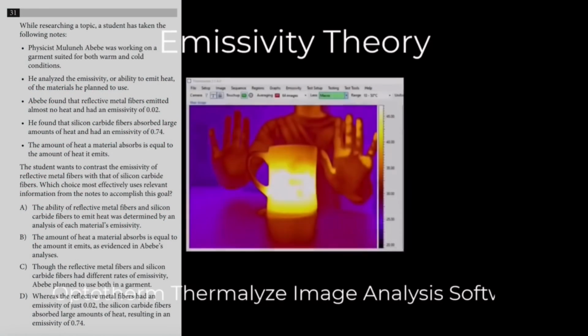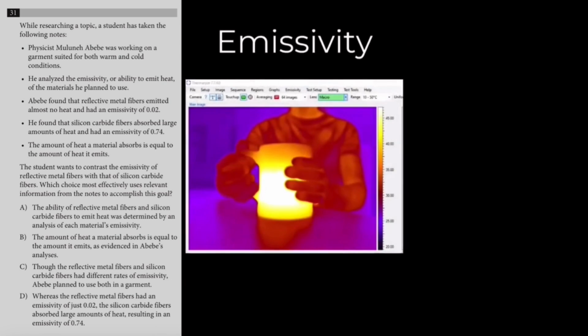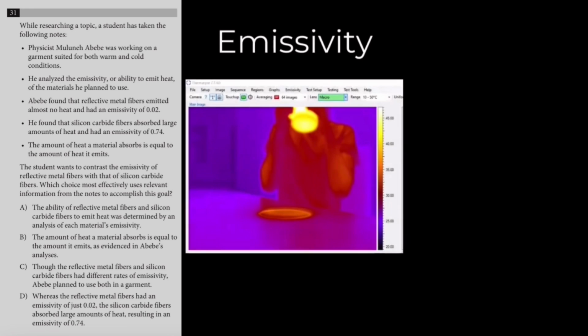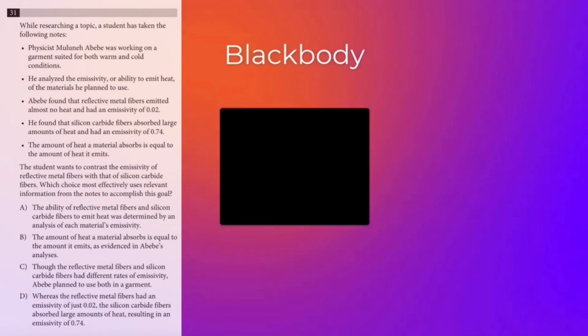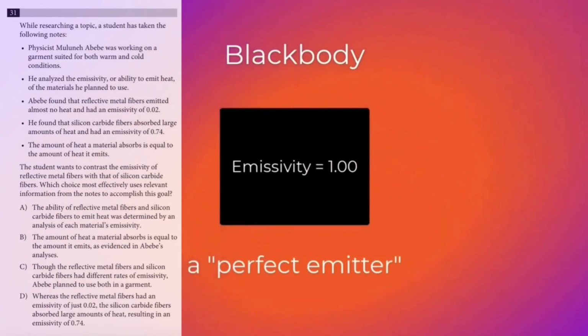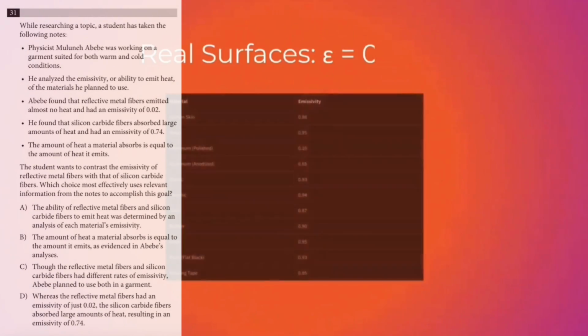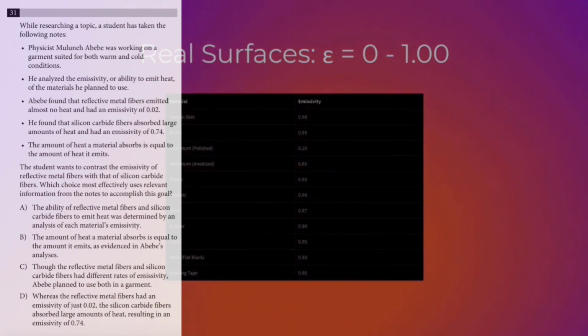While researching a topic, a student has taken the following notes. Physicist Muluneh Abebe was working on a garment suited for both warm and cold conditions. He analyzed the emissivity, or ability to emit heat, of the materials he planned to use. Abebe found that reflective metal fibers emitted almost no heat and had an emissivity of 0.02.